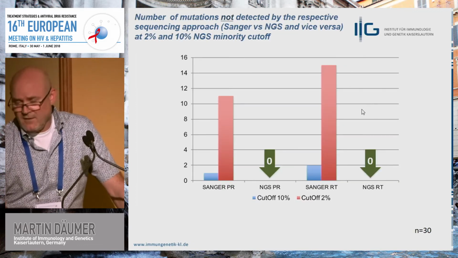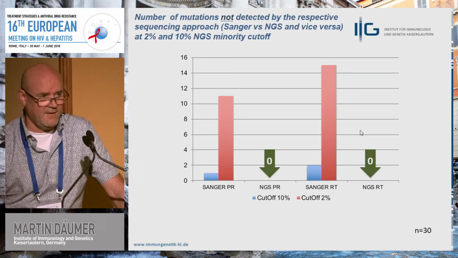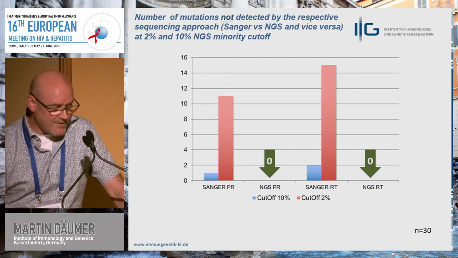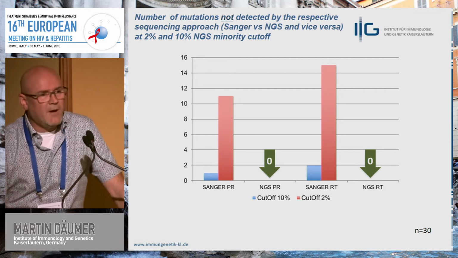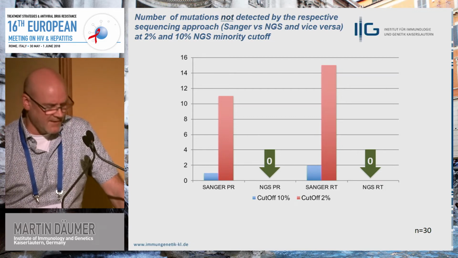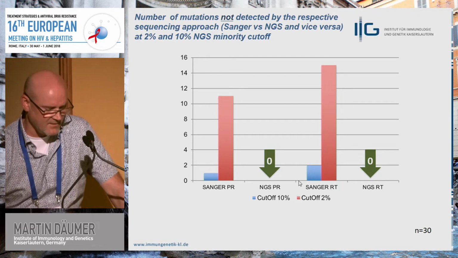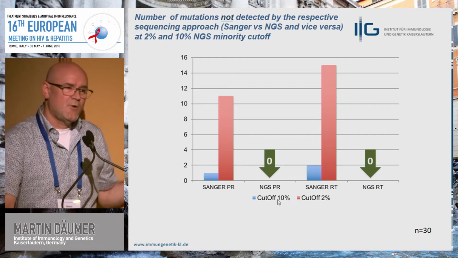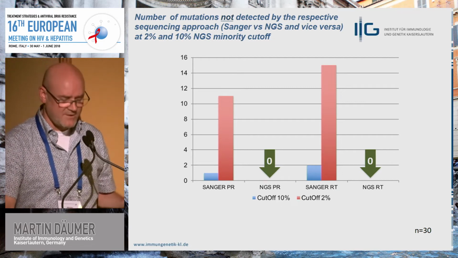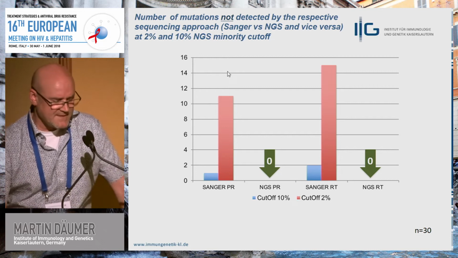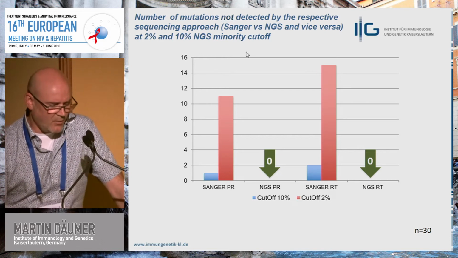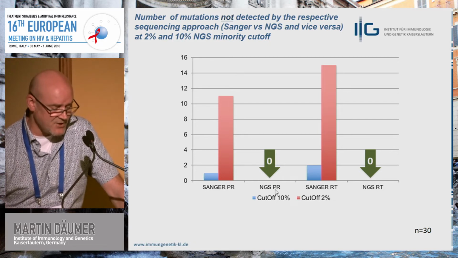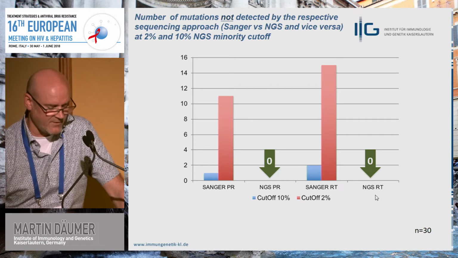So we still do not really know where the clinical cutoff for the interpretation of these minor variants really is, but we try to apply some kind of a technical cutoff, which is on the one side 10%, which we see is closest to what is given by the Sanger sequencing approach. And we did this in a combinatorial way, in which we wouldn't like to lose any mutation with the NGS approach, here for protease and reverse transcriptase.